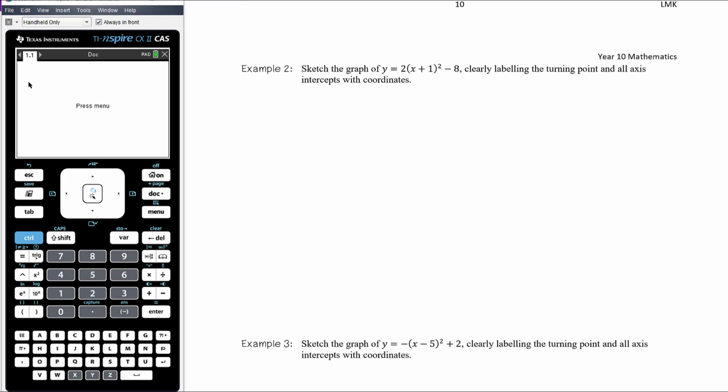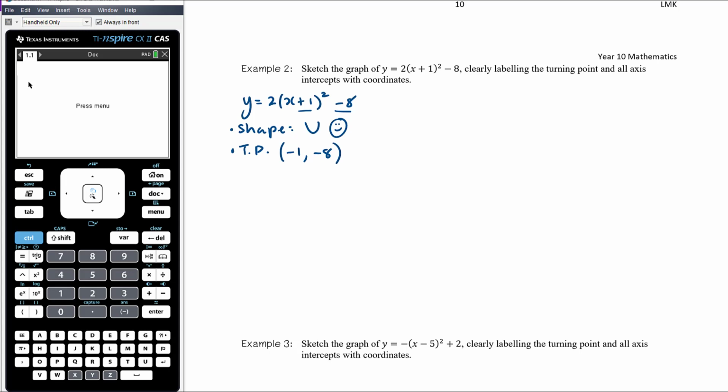Sketch the graph of y equals 2 times x plus 1 all squared minus 8. Okay, so this time let's think again about first of all the shape, happy or sad. We've got positive 2 out the front there, so we have a happy parabola here. We want to then think about the turning point. The turning point we can see is going to be at negative 1, negative 8. So this graph has moved to the left by 1 and down by 8. So the turning point is at negative 1, negative 8.